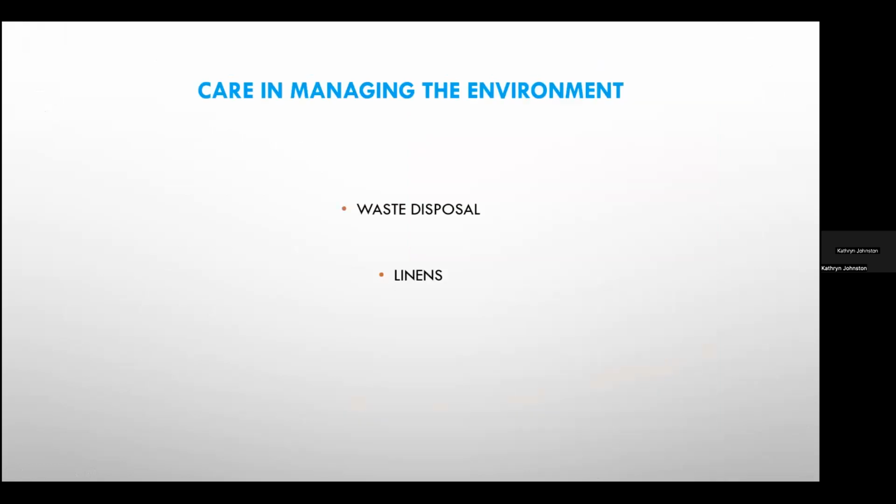So I talked briefly about waste disposal and linens. It's really important that there is safe waste management, particularly in the laboratory setting. So you want to treat waste contaminated with blood, body fluids, secretions, and excretions as clinical waste. Human tissues and laboratory waste that is directly associated with specimen processing should be treated as clinical waste. It's important that single-use items are disposed of properly and not reused.